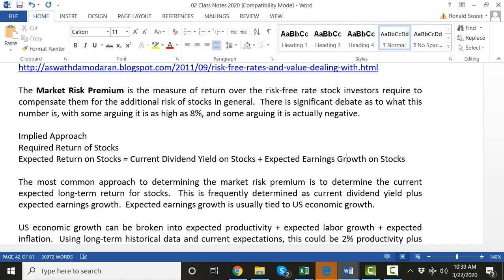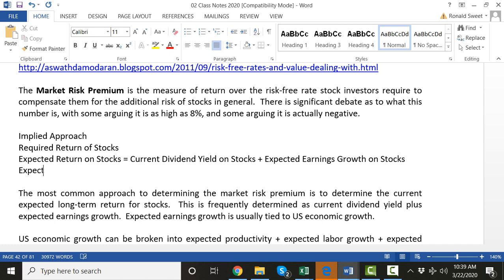We can get the current dividend yield. We just look it up. And the expected earnings growth on stocks, that's not too bad, because expected earnings growth should be about expected economic growth. So if our economy is going to grow 5, 6, 7%, then we can expect corporate earnings to grow 5, 6, 7%. I'll get into this more next session, but let me explain how we're going to link this.